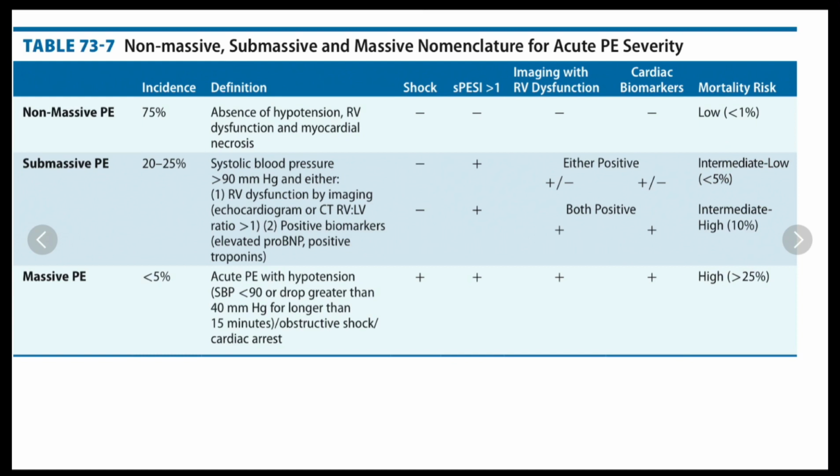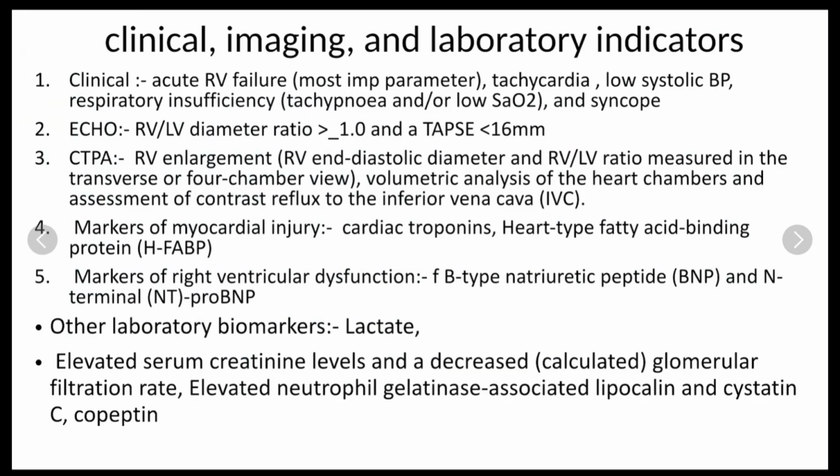And how will we diagnose it? Very, very important. Systolic blood pressure will be less than 90, or a drop in systolic blood pressure greater than 40 mmHg for longer than 15 minutes, or there will be obstructive or cardiac shock. Shock will be the prominent feature of massive pulmonary embolism. And PESI score, obviously, will be more than 1. Imaging dysfunction will be there, cardiac biomarkers will be positive, and the mortality rate will be more than 25%. It will be very high, like out of 4 cases, 1 case will die. So this is massive pulmonary embolism.